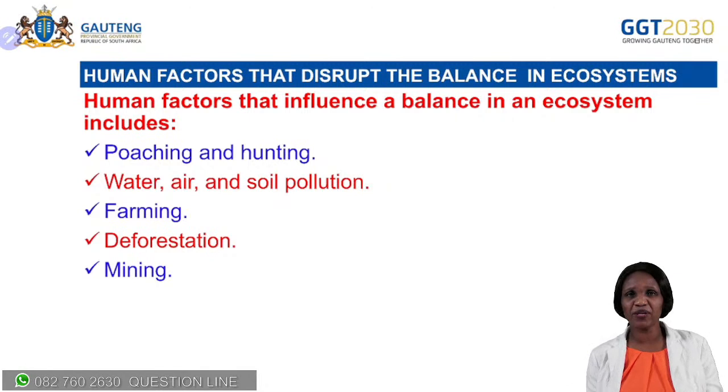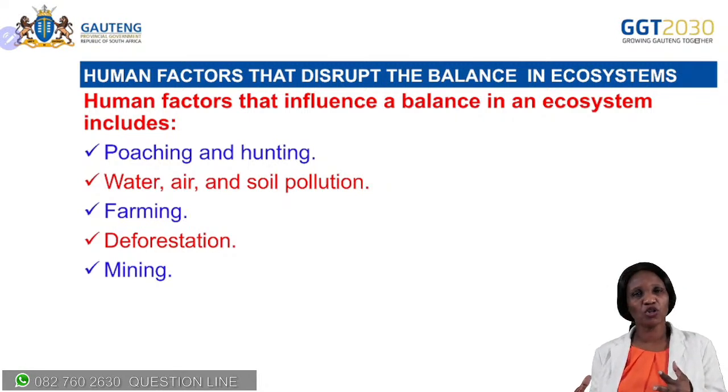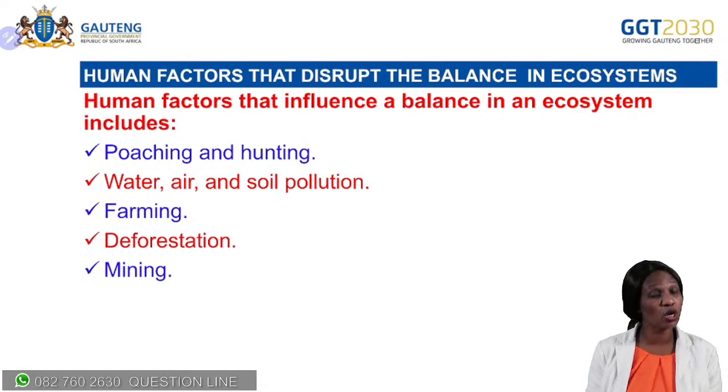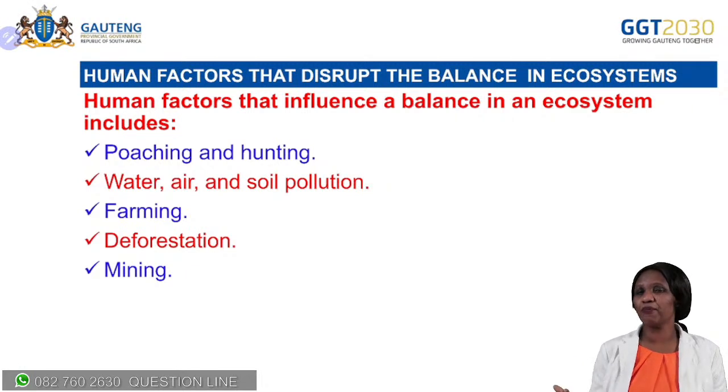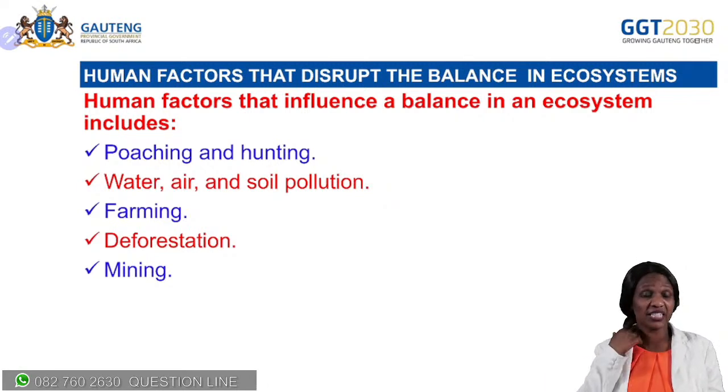At times, human beings pollute the water by throwing waste in the water, killing marine life. Then the ecosystem is no longer balanced. And then we've got air pollution. People burn a lot of things. They burn plastics. They burn quite a number of litter, different types of litter.